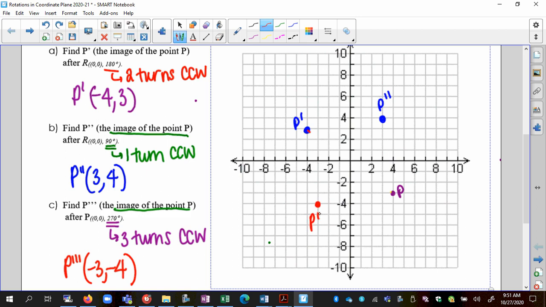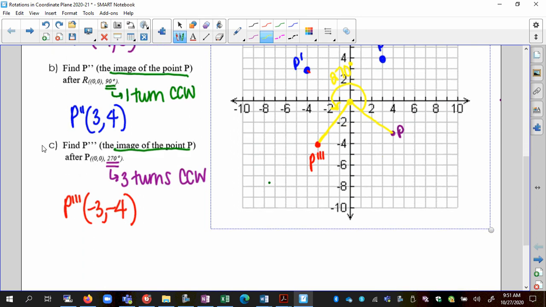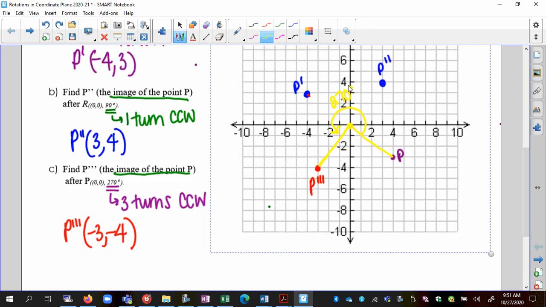Here's P triple prime. And again, if you imagine here's the center, here's my angle, right? That distance has to stay the same. This angle is 270 degrees. So that one you might want to draw in just because it's the last one that we're going to look at. So you're rotating 270 degrees, let me write that in black so you can see it.